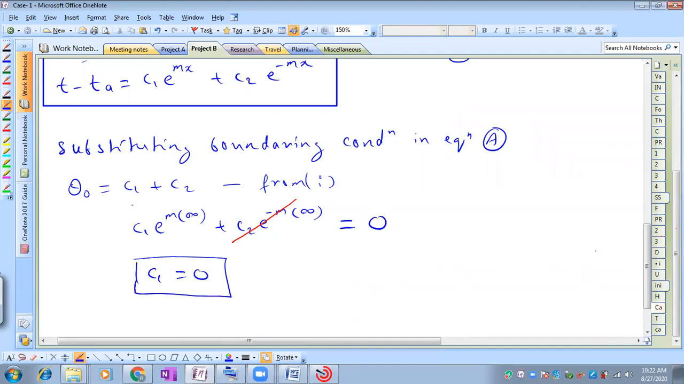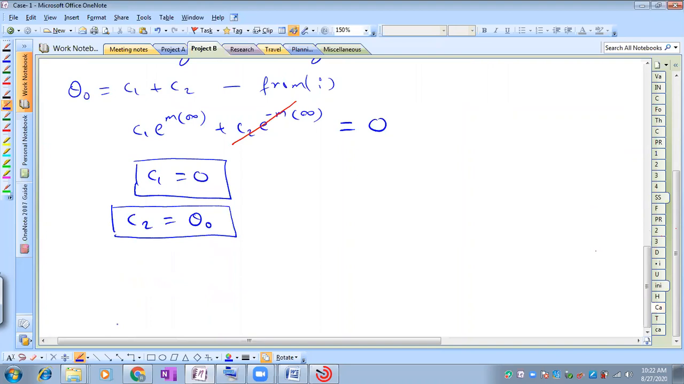If I substitute C1 as 0 here, what is the value of C2? C2 is equal to theta 0. So this is your second value, C2. So we got the value of C1 as 0 and C2 as theta 0. Now if I put the values of C1 and C2 in equation number A, substituting the values of C1 and C2 in equation number A.